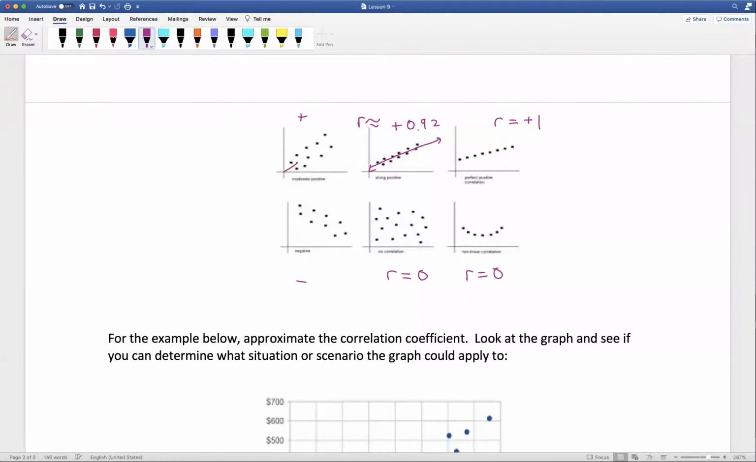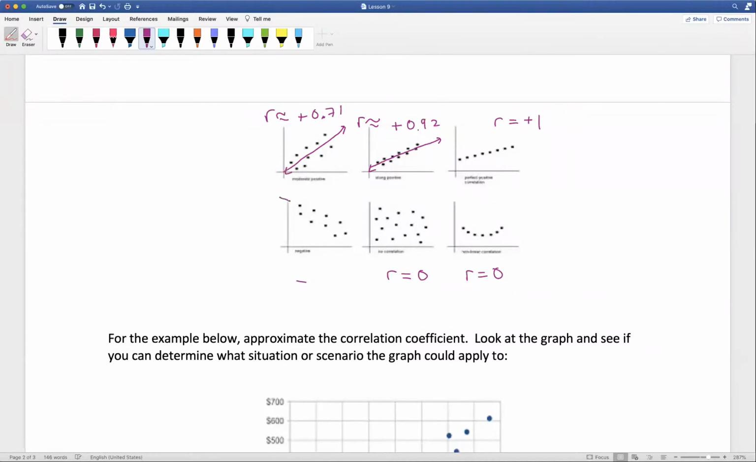This guy, we can tell that there's a trend for these ordered pairs, but going up and to the right. So a good approximation for this would be R is equal to, let's say, 0.71.